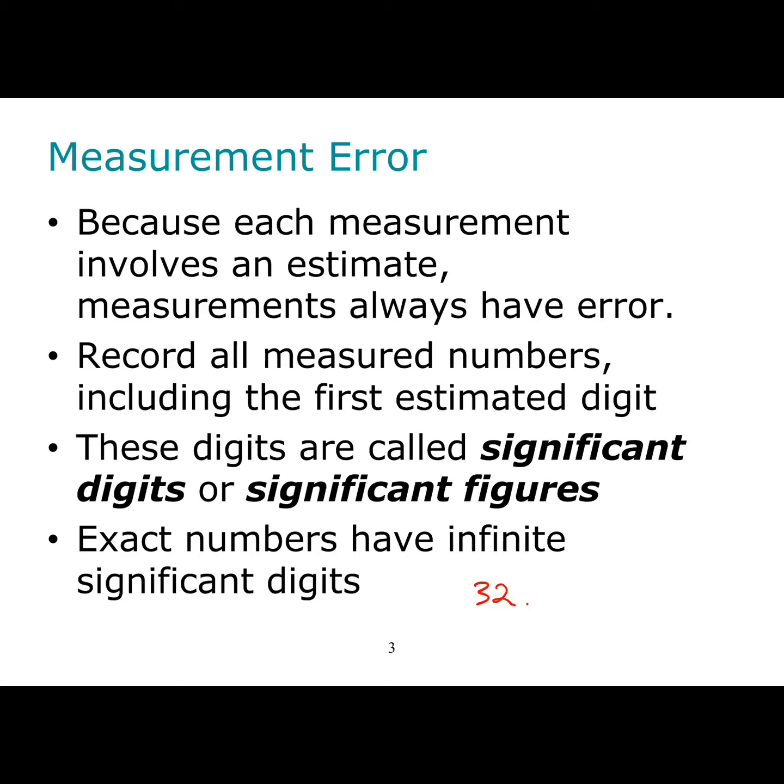For example, I could put a decimal point and write an infinite number of zeros behind that number. It doesn't change the number 32. It just means that there's an infinite number of significant figures, if this was considered a measurement.